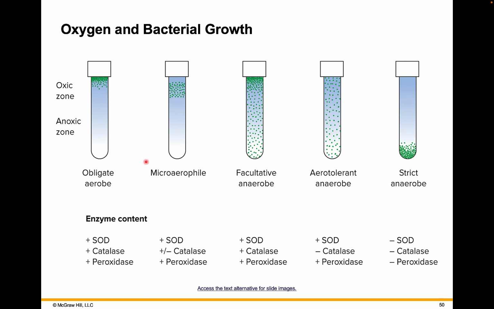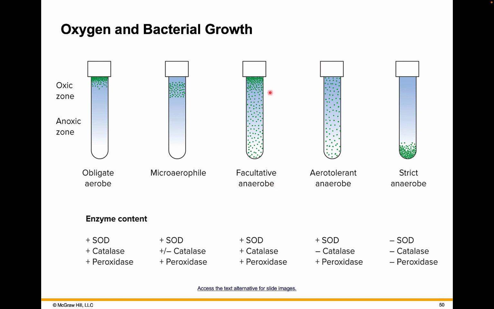Depending upon this condition, we can inoculate the bacteria in this test tube, let them grow, and look at their growth pattern. If it's an obligate aerobe, it can only grow at the interface, which is near the oxic zone. If it is a microaerophile, it grows just a little below the oxic zone, because the oxygen from the empty space is diffusing, and the oxygen concentration is slightly less below the oxic zone or the interface.